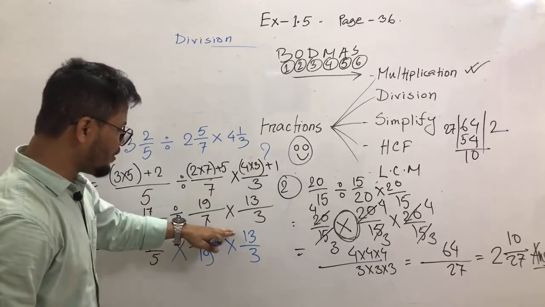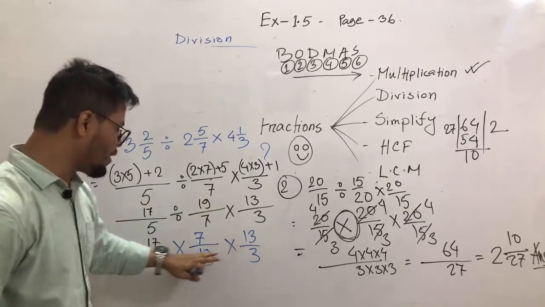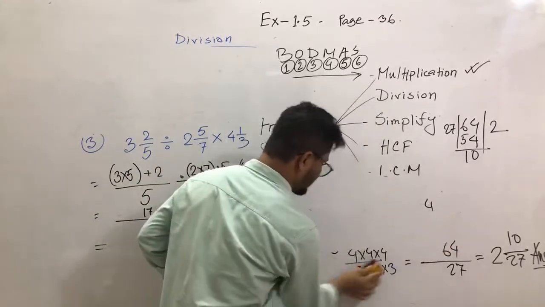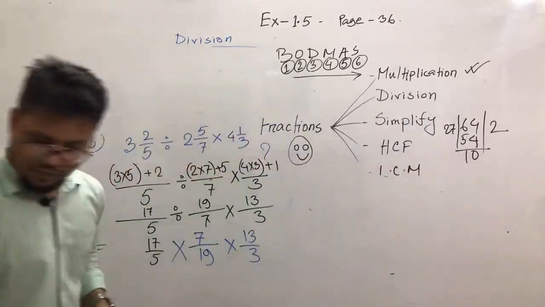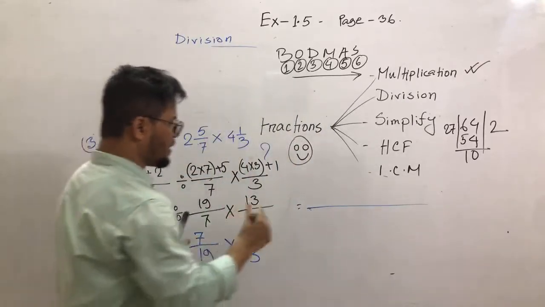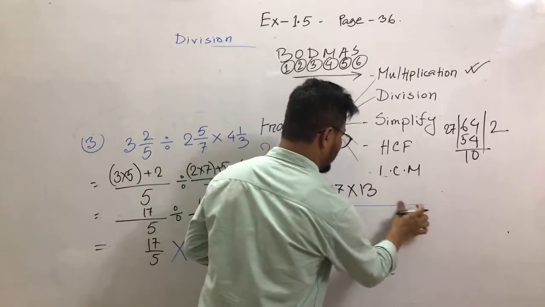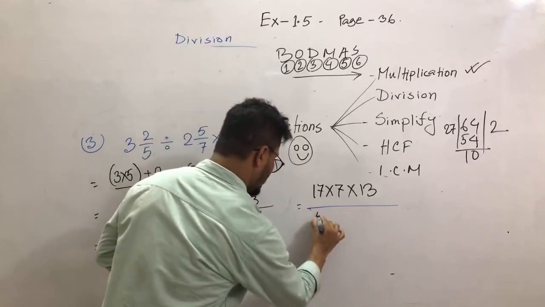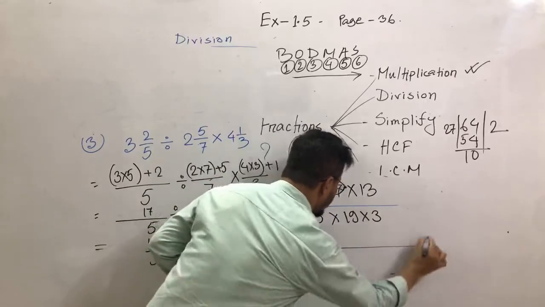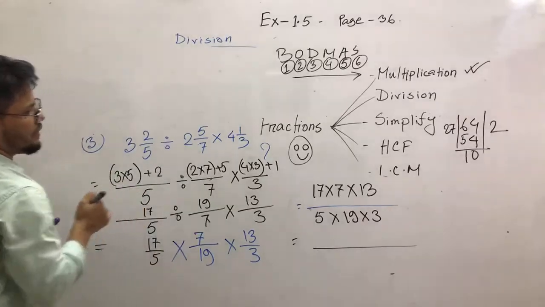So please multiply all the numerators and all the denominators, because we cannot divide them. All are prime numbers. So now if we find the multiplication here, this will be 17 multiply 7 multiply 13 over 5 multiply 19 multiply 3. My dear students, please do the multiplication here. Try multiplying it: 17 multiply 7 multiply 13.